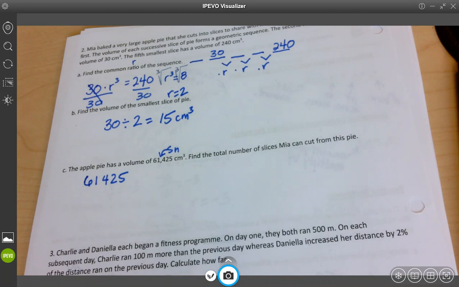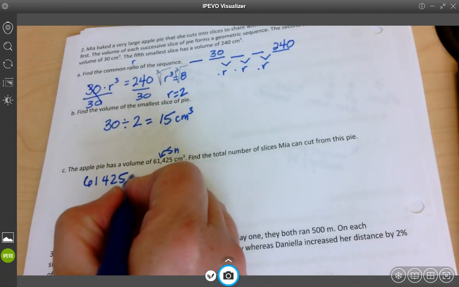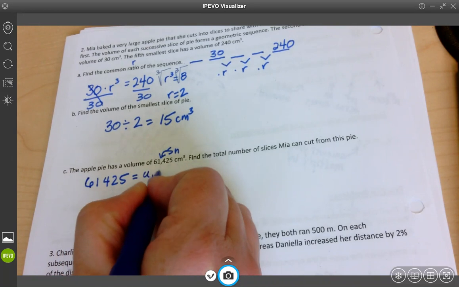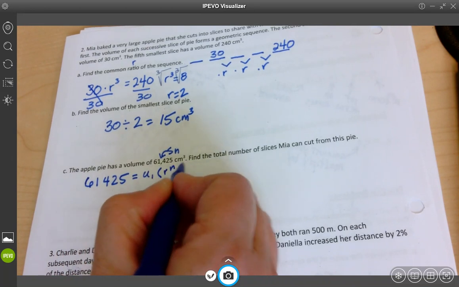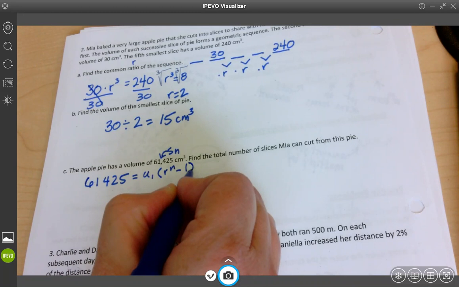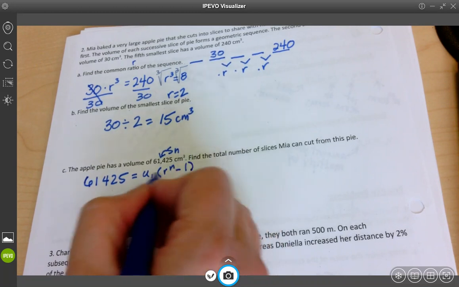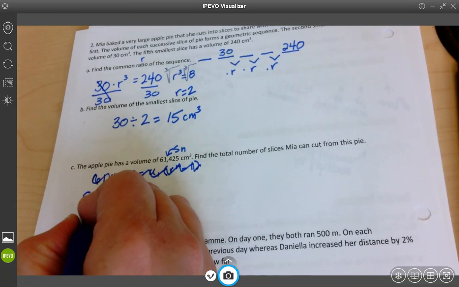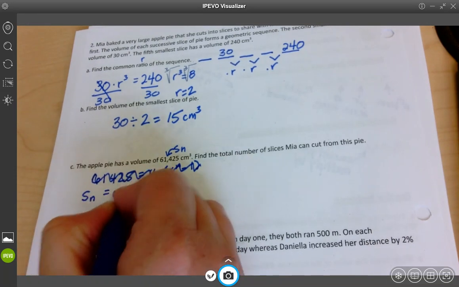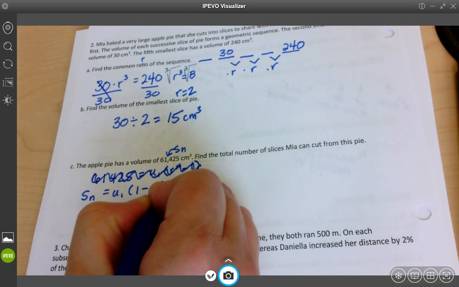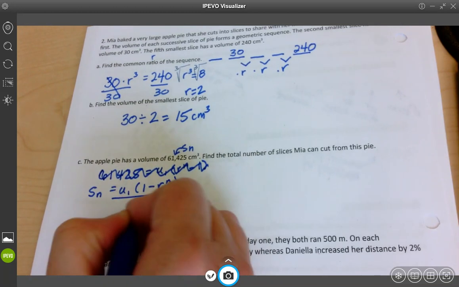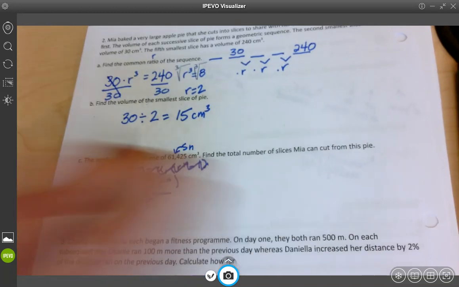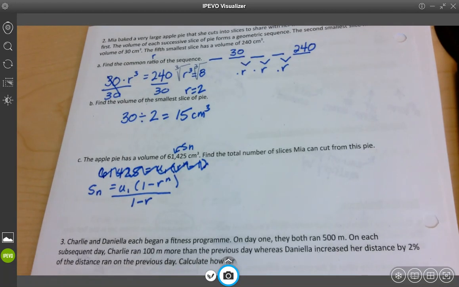So from the front, we're doing geometric, right? So my sum formula is u sub 1 times r to the n minus 1. Oh wait, you guys have 1 minus r to the n, right? I'm just going to start over. You have s sub n equals u sub 1 times 1 minus r to the n over 1 minus r. That's the formula we're looking at, right? Because it's geometric. Thank you.